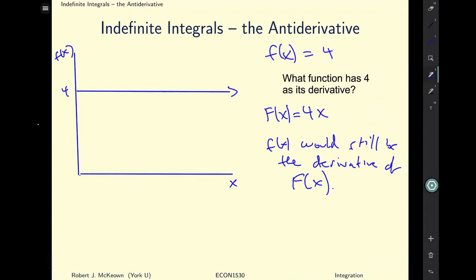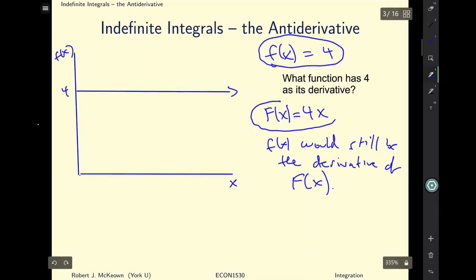But looking at this graph, I've drawn the function little f of x is equal to 4. Now I know that its integral, its antiderivative, is 4x. And we could write capital F prime of x is equal to little f of x, which is equal to 4.